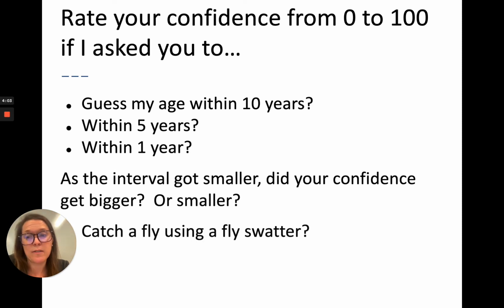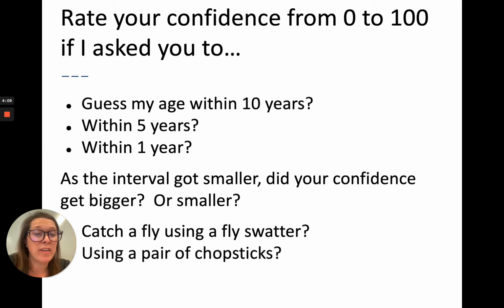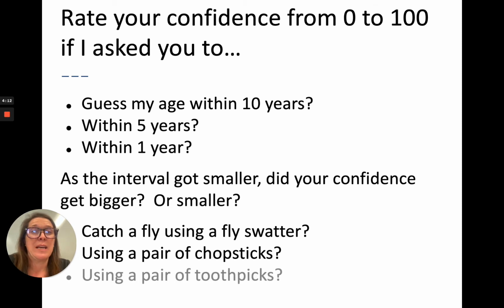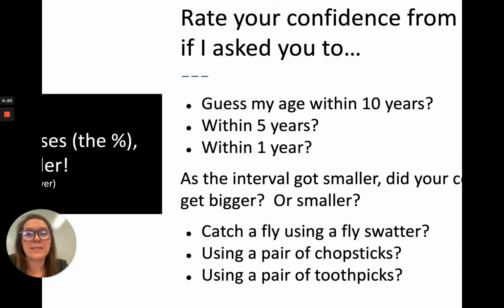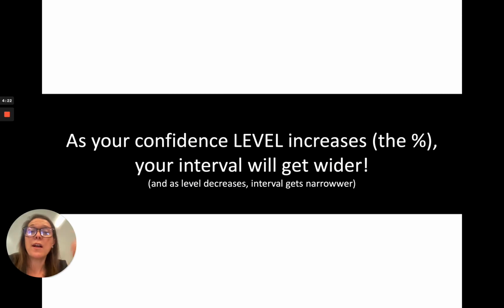It got smaller. How about catching a fly using a fly swatter? Pretty confident? I'm pretty good with those fly swatters. But what if I told you to catch a fly with chopsticks? How about toothpicks, right? So as we make that margin of error smaller and smaller, our confidence goes down. So as your confidence level increases, your interval will get wider.